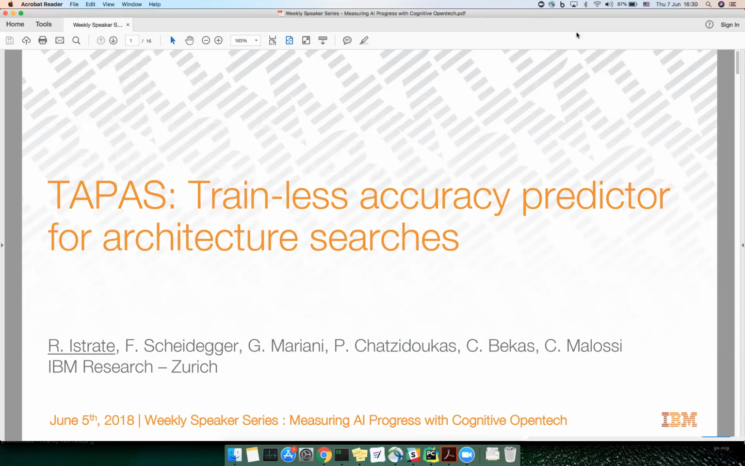TAPAS comes from Trainless Accuracy Predictor for Architecture Searches. And this framework, just like the name suggests, aims to speed up the architecture search of convolutional neural networks for a variety of datasets. That's the key point.